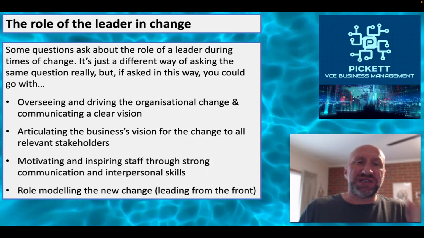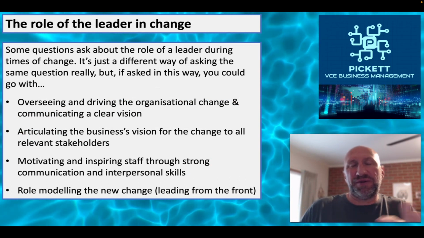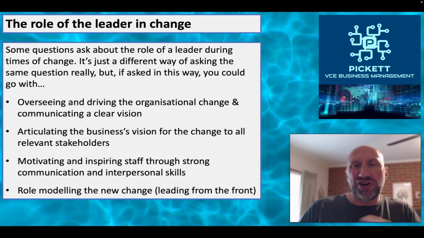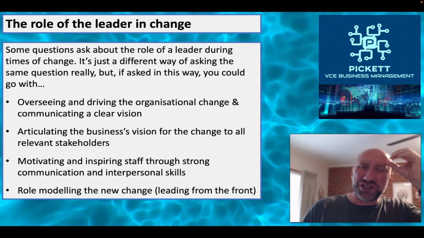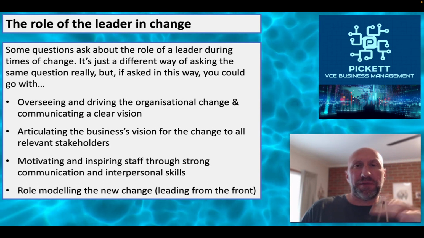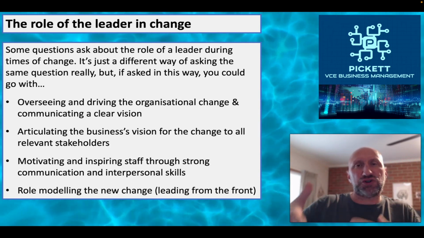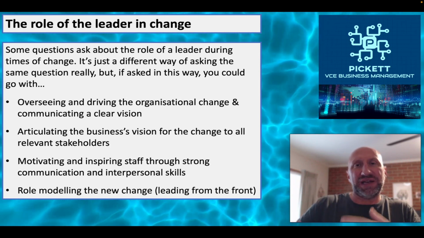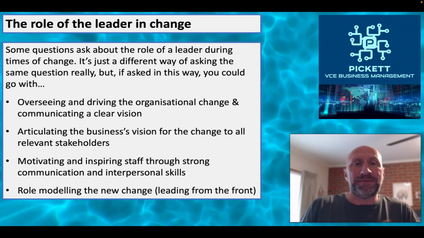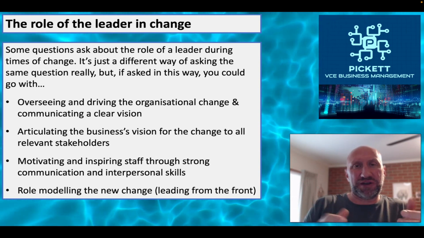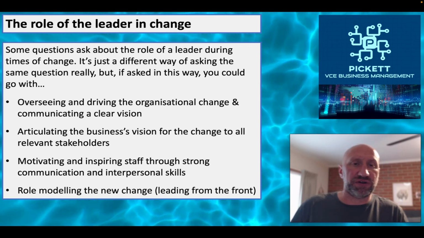Now, some questions ask about the role of a leader during times of change. It's just a slightly different way of really asking the same question. But because it says role, just reframing this and coming up with some ideas that you could use in response to that to come up with actual roles, actual things that a leader might do in a little bit more of a practical black and white sense, just to respond to questions that go down that kind of role route. And here's some things that you could get into your answer here.